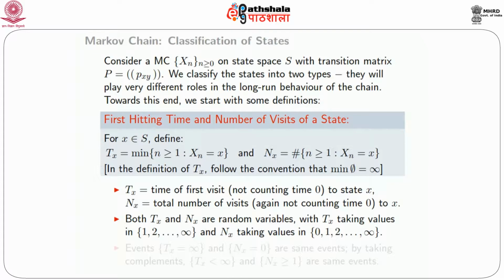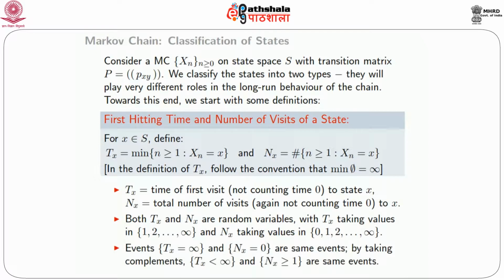As we explained, if there is no n greater than or equal to 1 such that X_n is x, in that case T_x is the minimum of the empty set and we define it to be infinity. N_x takes values in 0, because it may so happen that, as we said, the set of n's greater than or equal to 1 such that X_n is x could be empty. In that case, N_x is 0, there are no elements there. But it could be 1, 2, 3, and it could also be infinite, which may happen if there are infinitely many n's such that X_n equals x.